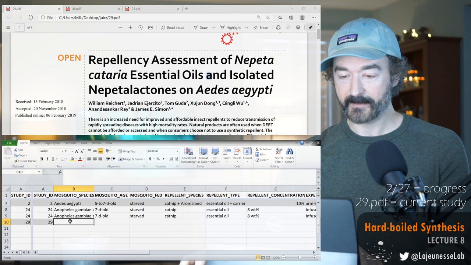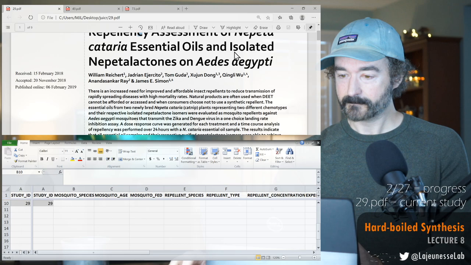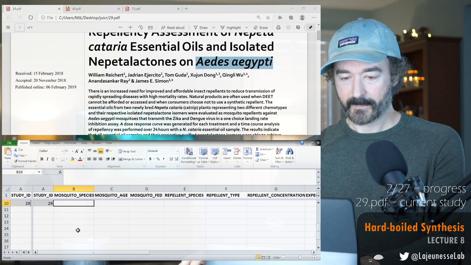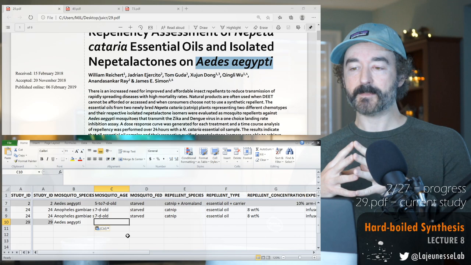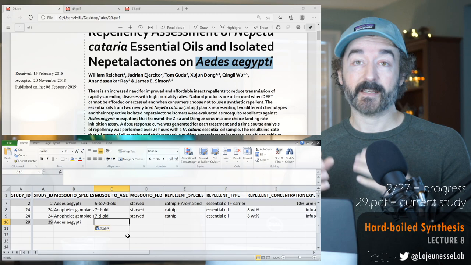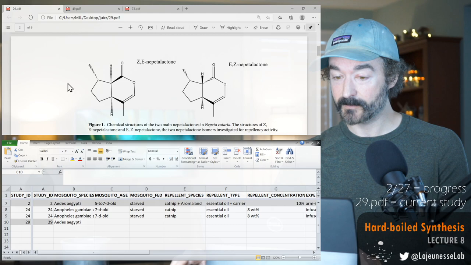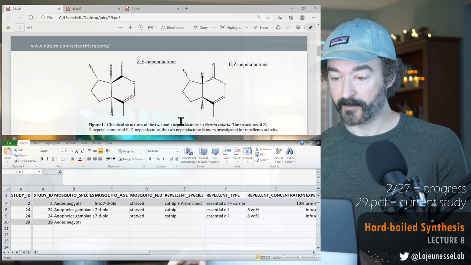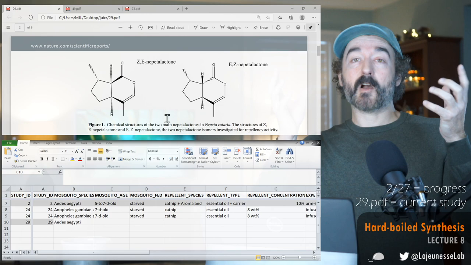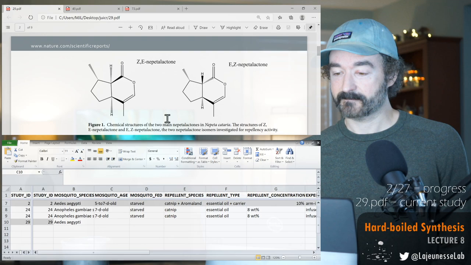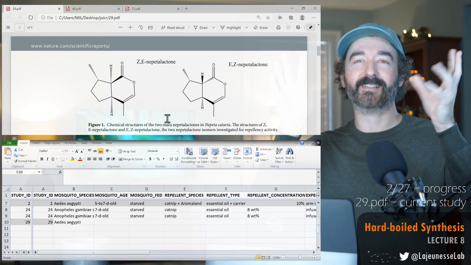We got study number 29. The mosquito species is right in the title, Aedes. Now I'm going to quickly identify characteristics of the mosquito. Again, these are all important coding criteria to evaluate the quality of studies. They provide the chemical structures of nepetalactone. That's kind of cool. There's two, it looks like it's an isomer. Yeah, okay, two isomers. Same compound, but with variation in, I'm going way back into organic chemistry here, I don't quite remember, variation in how the molecular structure is formed.